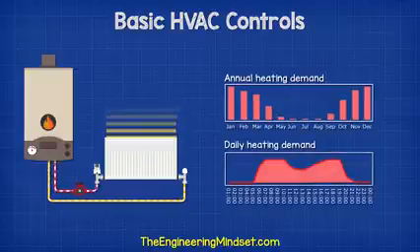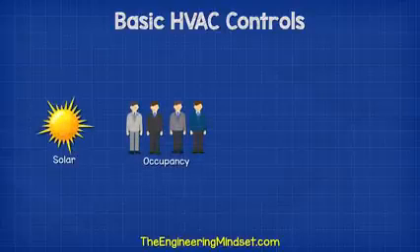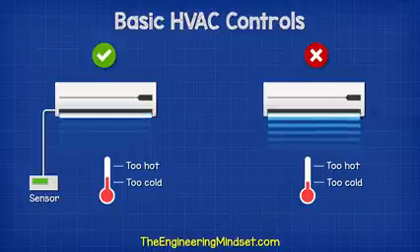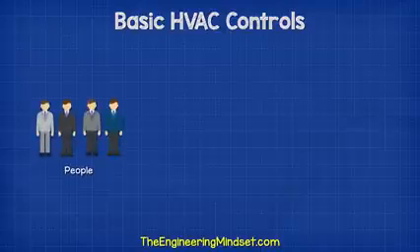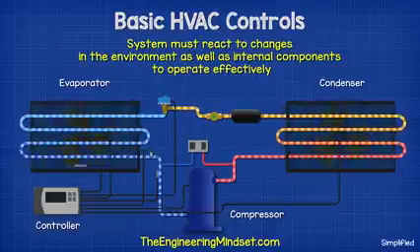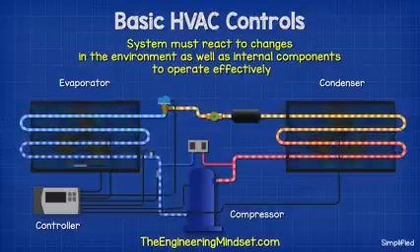The heating and cooling loads change throughout the day and also the year due to variables such as solar heat loads, building occupancy, ambient temperature, equipment, etc. The HVAC system needs to react to these changes to maintain comfortable and safe conditions for people, animals, food and products, equipment, etc. The system consists of many components. As one component reacts to a change, it will often impact another part of the system. So, we need controls to automatically sense a change and act upon this.